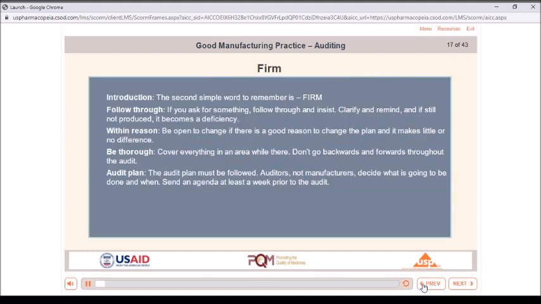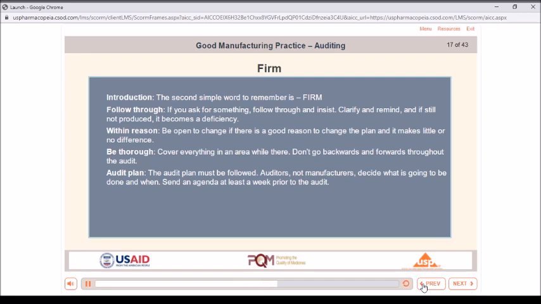Firm. Introduction. The simple word to remember is firm. Follow through. If you ask for something, follow through and insist. Clarify and remind, and if still not produced, it becomes a deficiency. Within reason. Be open to change if there is a good enough reason to change the plan and it makes little or no difference.